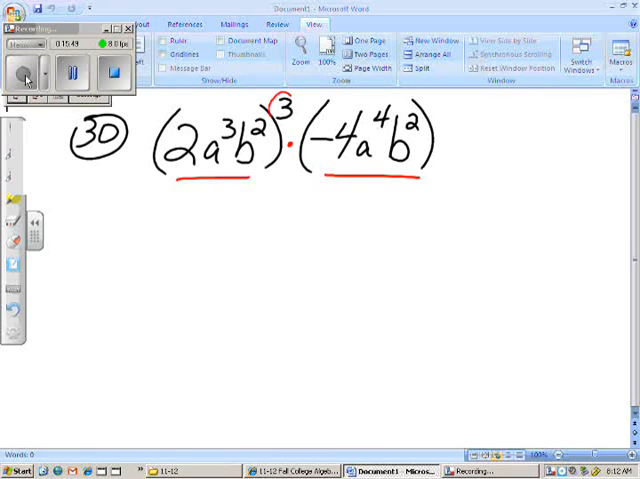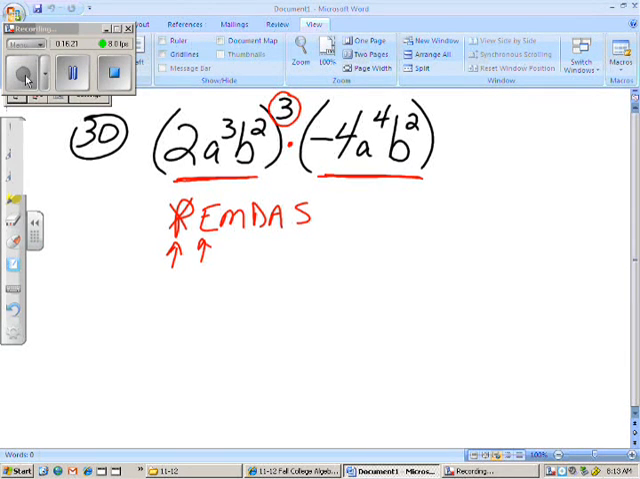I also see that this first group has some extra work to it. We got to raise all that stuff to the third power first before we multiply. I don't know if you guys remember your order of operations. Okay? Order of operations says simplify everything in parentheses first. Well, as I look at the parentheses, it's just 2 times a cubed times b squared, not much I can do. And negative 4 times a fourth times b squared, nothing I can do there. So no parentheses I can do.